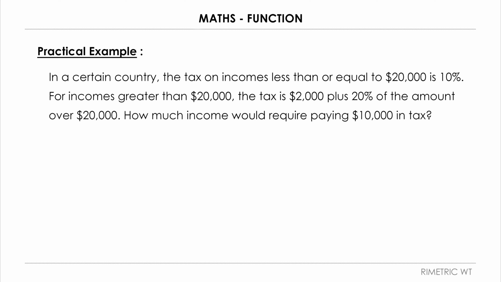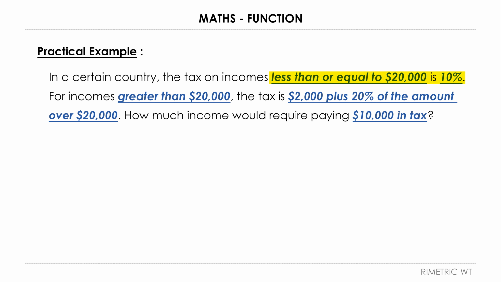Here, our question says that income tax in a certain country is calculated based on an individual's income level. If the income is less than or equal to $20,000, the income tax is calculated as 10% of the income. And if it is greater than $20,000, the income tax is calculated as $2,000 plus 20% of the amount above $20,000. So what we are required to find is the income level of an individual who pays $10,000 in income tax. To solve this question, first we need to form the income tax as a function of income by translating the word problem into mathematical expressions.